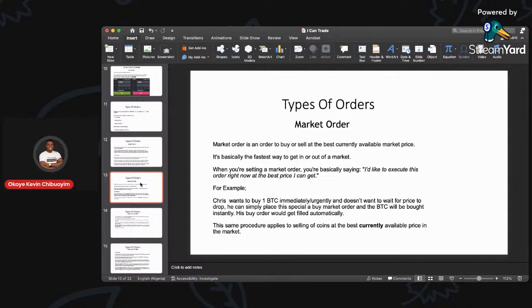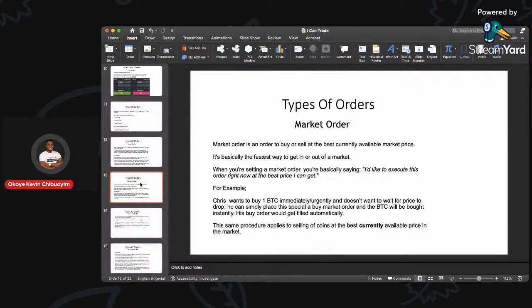So an example, once again, Chris wants to buy one BTC immediately, and he doesn't want to wait for price to drop. He wants to buy it immediately or urgently. So you can simply place this special buy market order, actually, not just any buy order, but a buy market order. And all the BTC will be bought instantly. So his buy order will get filled automatically. So the same procedure applies to selling of coins at the best currently available price in the market. You want to sell right now and get your money out. Simple. What you basically use is what? Market order.